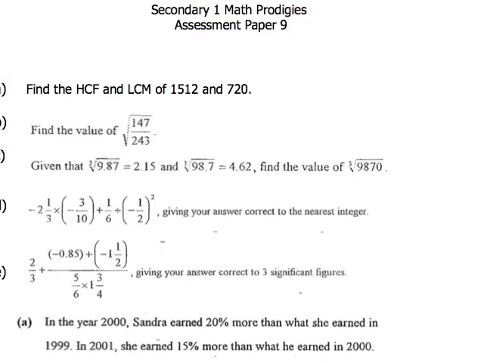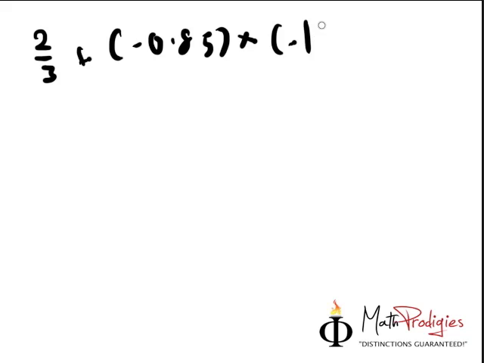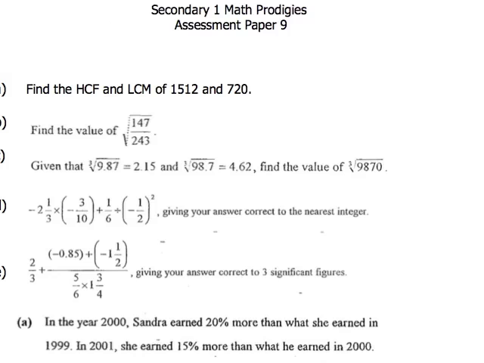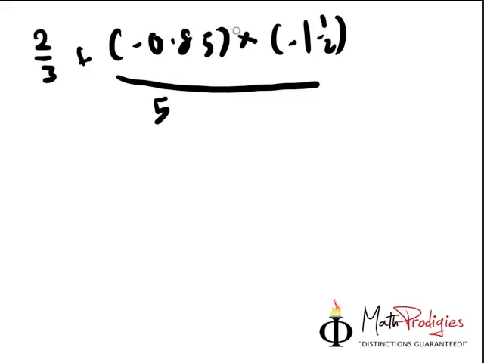times negative 1.5. Don't rely too much on your calculator, because sometimes the negative times the negative will still give you a negative, which is wrong. Okay, this is plus 5 over 6 times 1 3/4. So just use your calculator. I know this looks ugly, but let's use your calculator.